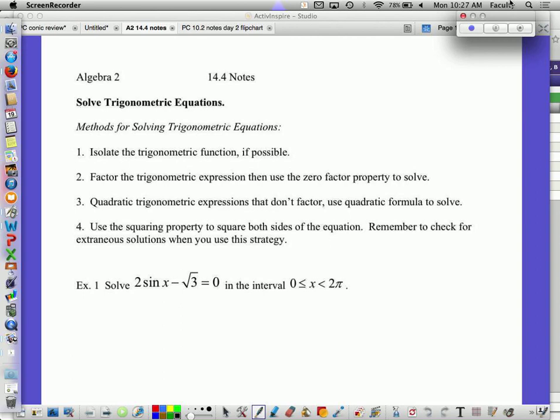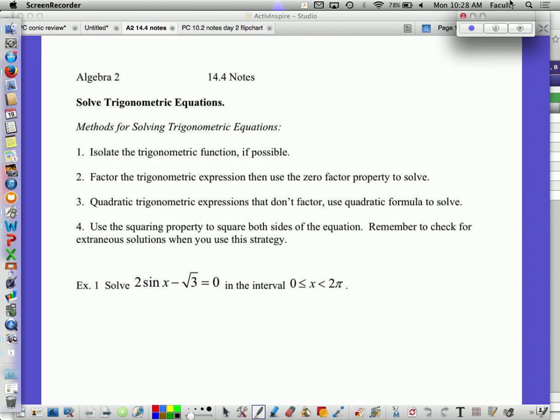So what I want you to see is that all the different types of equations we have solved before, we're going to have trig functions in those places. And 2, factor. We're going to see one like number 6 where you can actually factor it. Number 3, if it doesn't factor, quadratic formula. We're going to see how to do that. Number 4, the squaring property. If everything else fails, we will go to that. So let's look at example 1.